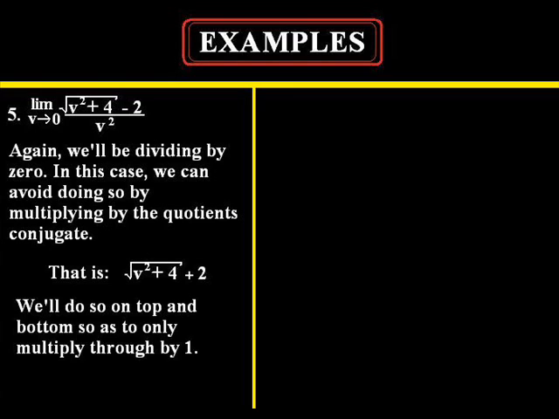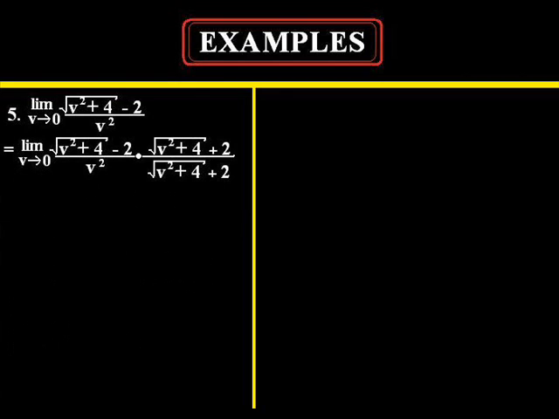And the process is like this. In order to find the conjugate, you flip the sign from a negative to a positive or a positive to a negative. Therefore, the conjugate is the square root of v squared plus 4 plus 2. So we'll multiply through the original equation, top and bottom, by the conjugate, which means all we're really doing is multiplying through by 1. So we're not actually doing anything that changes the equation drastically. It'll look different, but it's the same. And it looks like this.